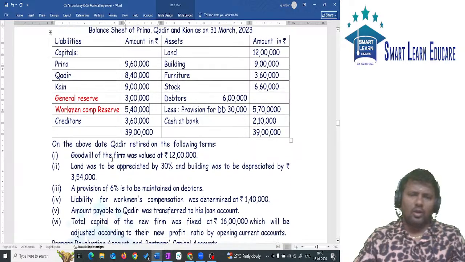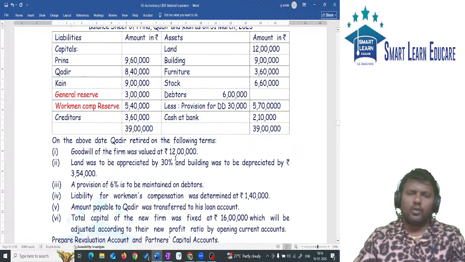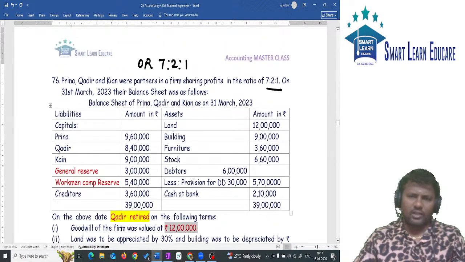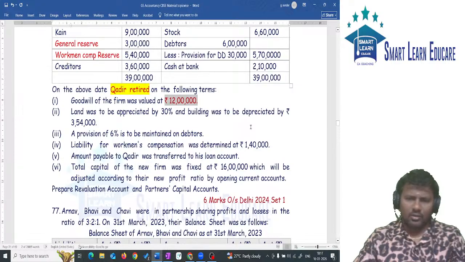Also, on the above date, Q is retired. Partner Q is retired. Goodwill is valued at 12 lakh. 12 lakh is the total goodwill. For goodwill we require the ratio. Old ratio 7:2:1. We need to see what the new ratio is given.